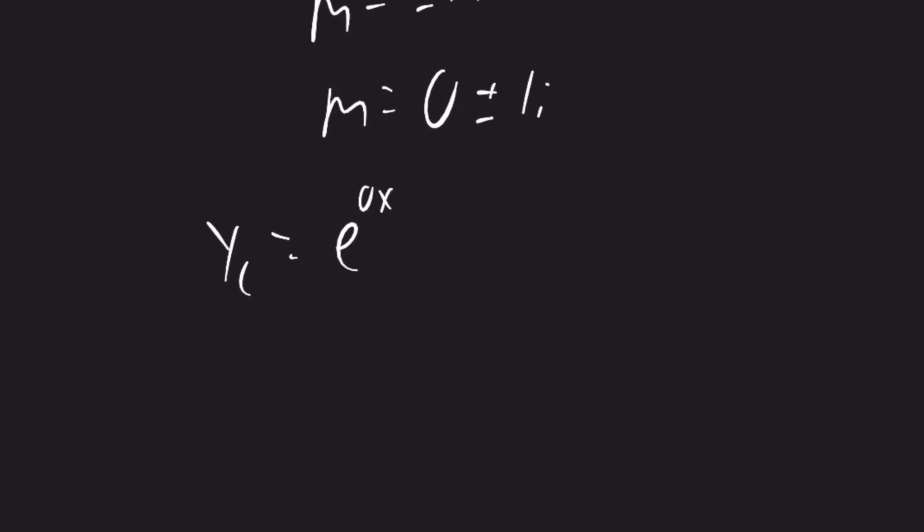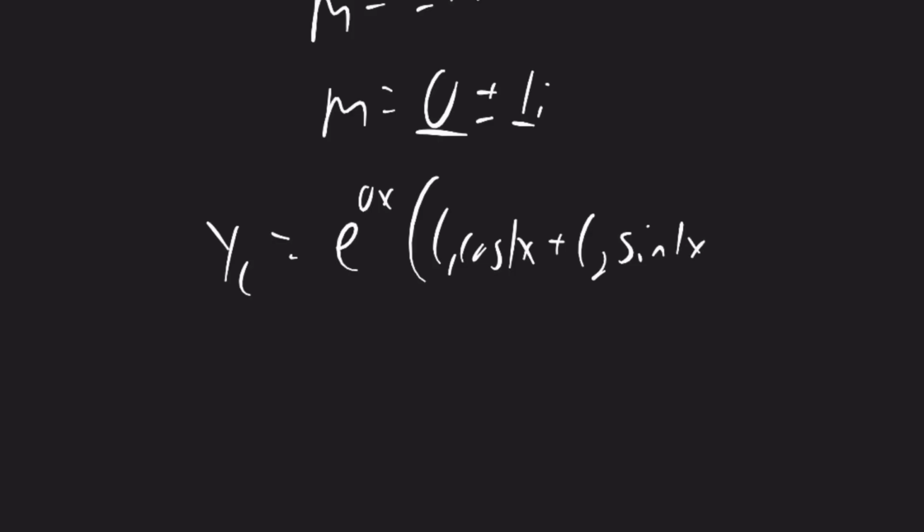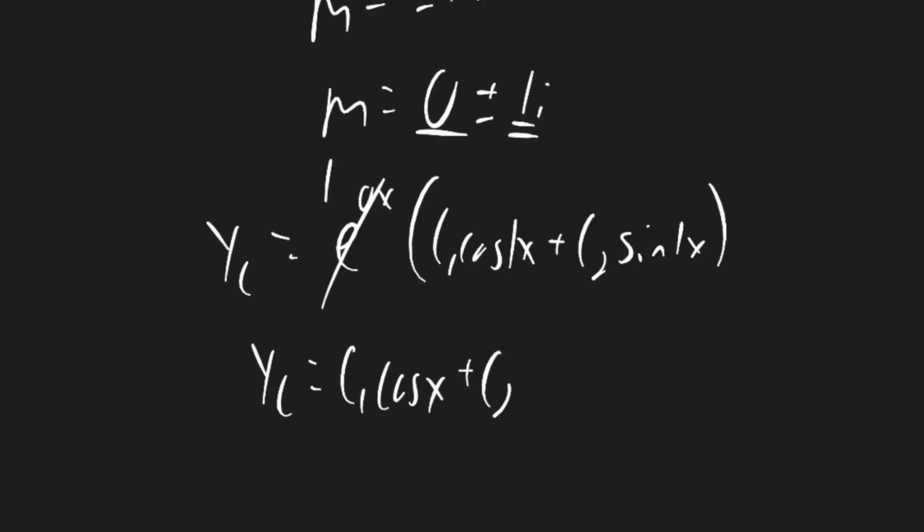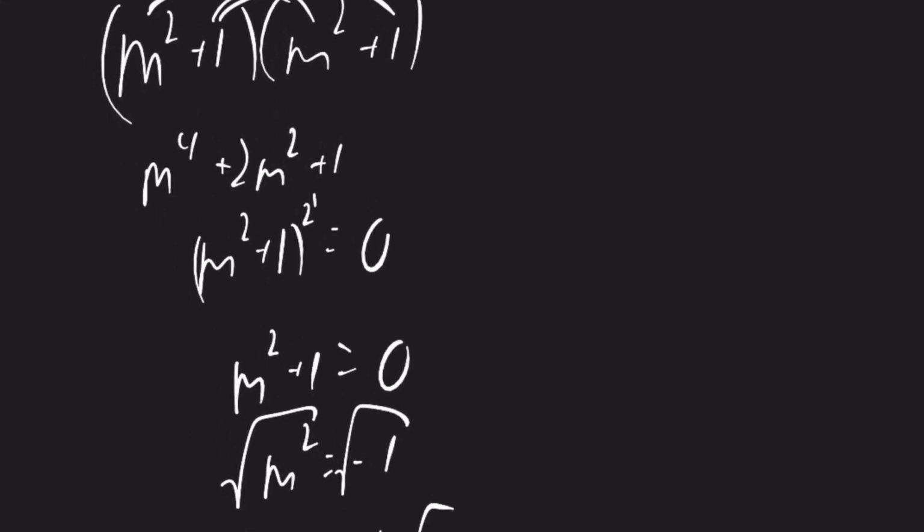So because the roots are in this form, we know the complementary solution, yc, is going to have some e to the 0x, this comes from the real part of the root, times c1 times cosine of 1x, this comes from the imaginary part of the root, plus c2 times sine of 1x, this again comes from the imaginary part of the root. So yc would be equal to e to the 0 is 1, so it'll be c1 cosine x plus c2 times sine x.